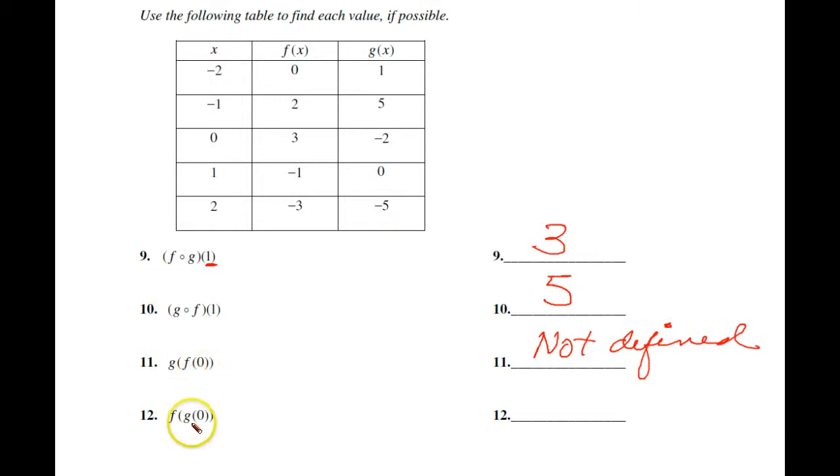And then now we're going to do the g column, but we're looking for our x first, which is 0. So 0, g is negative 2. We then go to negative 2, and that brings us to 0 for our f value. Okay, let's continue.